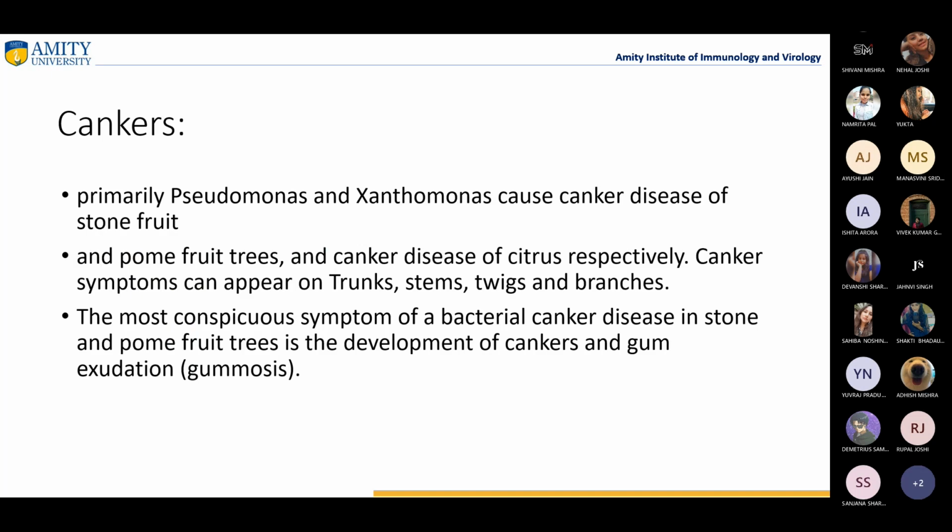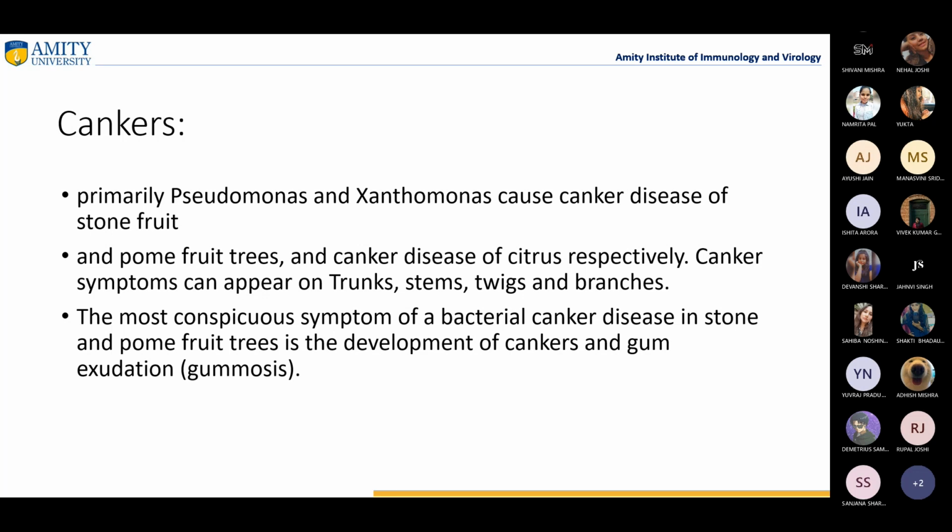Then cankers. I told you there are bacterial cankers also, and cankers are caused especially by Pseudomonas and Xanthomonas. They cause canker disease of stone fruits and pome fruit trees, and canker disease of citrus, respectively. Canker symptoms can be seen as a corky growth on the plant leaves, stems, twigs, and branches, and even on the fruits. The most important symptom of bacterial canker disease in stone fruit and pome fruit is development of cankers and gum exudation. That means the gum comes out of a tree due to the canker.